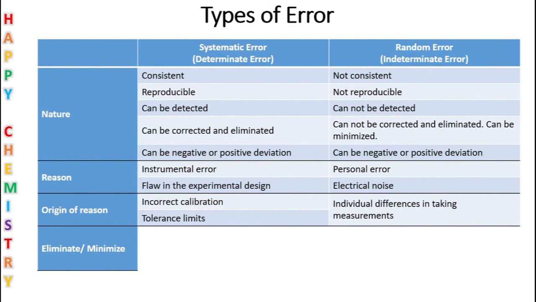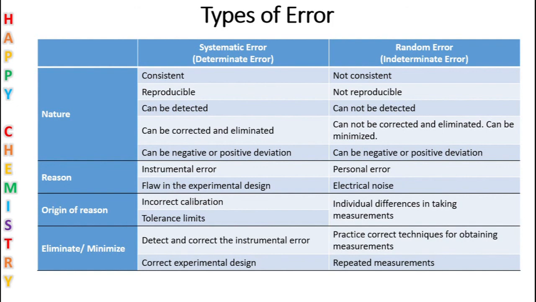Most importantly, how to eliminate or minimize these errors. Systematic error can be eliminated by detecting and correcting the instrumental error and having corrected experimental design. As I mentioned, random error cannot be eliminated. However, it can be minimized. The way to minimize random error is practice the correct techniques for obtaining measurements and taking repeated measurements.